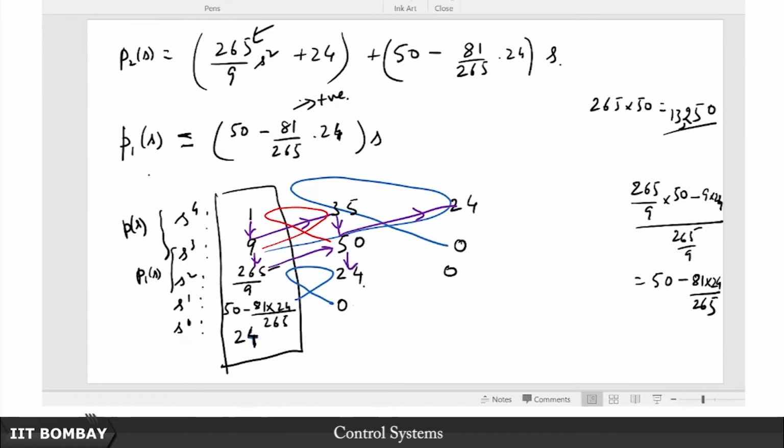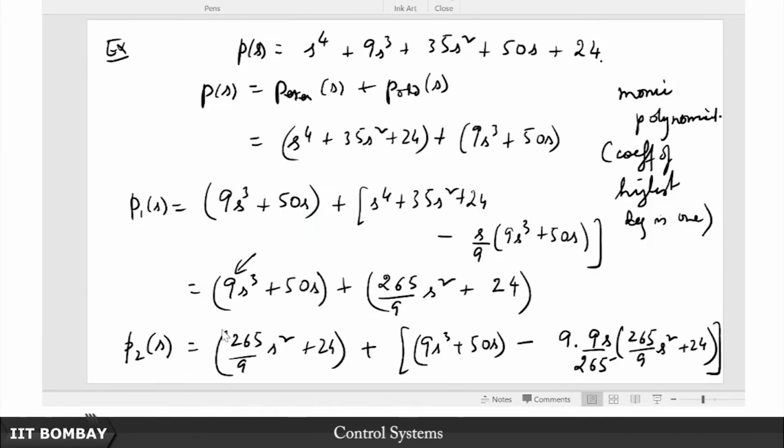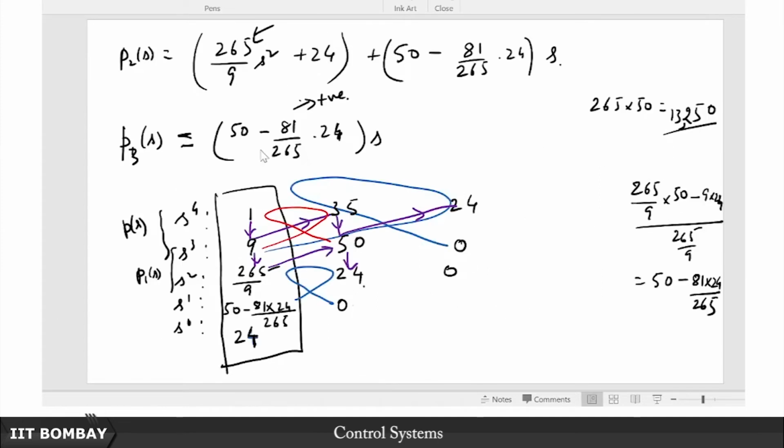Okay, so I should have named this P1, it's staring me in the face. Look at P1. So it's basically 9s cubed plus 265 by 9 s squared plus 50s plus 24. That is exactly what we are reading off now. Now, if you go to the next two rows, you can read off P2(s) similarly. It's 265 by 9 s squared plus this ugly thing, whatever this value is, I'm not going to bother with the evaluation here, and plus 24.